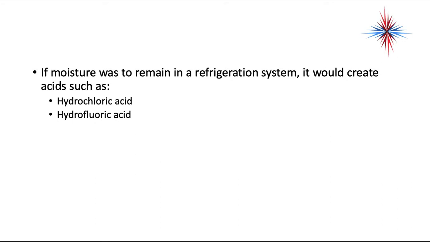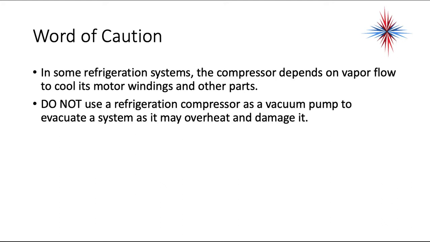If moisture were to remain in a refrigeration system, it would create acids such as hydrochloric acid and hydrofluoric acid. These acids are extremely dangerous to the compressor windings and will eventually wear the insulation off the windings, causing shorts to ground. In some refrigeration systems, the compressor depends on vapor flow to cool its motors and other parts. Do not use a refrigeration compressor as a vacuum pump to evacuate a system, as it can overheat and damage it. A vacuum pump is a specific device that's used just for that.